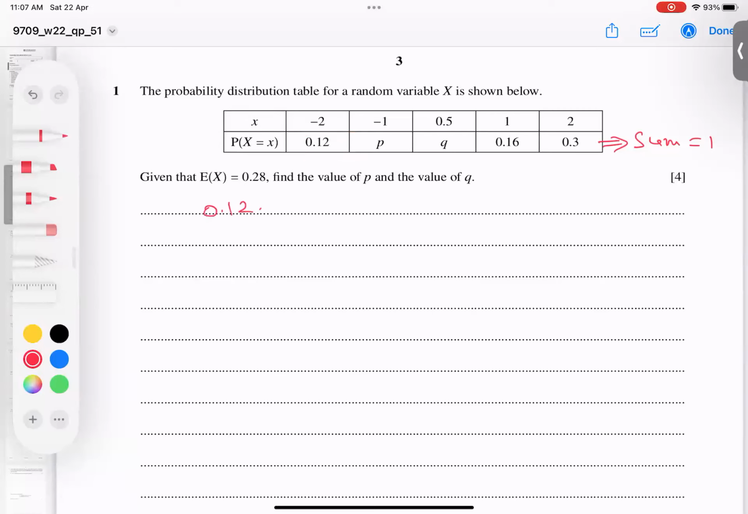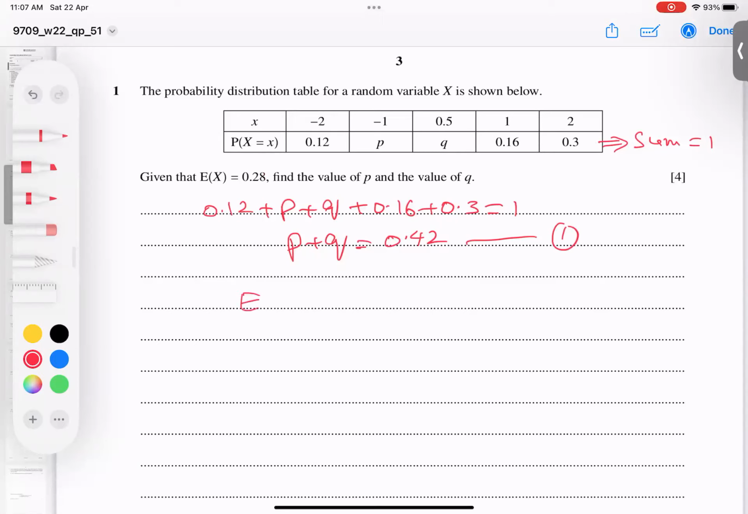So 0.12 plus P plus Q plus 0.16 plus 0.3 equals 1. Leave P and Q alone here, and this value plus this value plus this value will go there and be subtracted from 1. It becomes 0.42. Let's recheck: 1 minus 0.12 minus 0.16 minus 0.3 is correct. Question number 1 done.